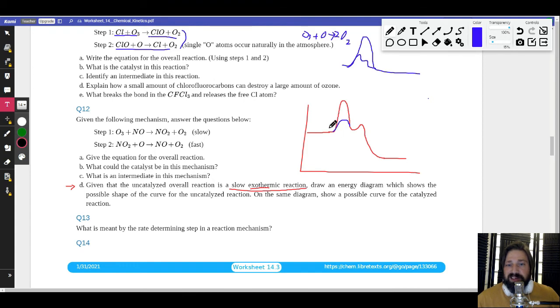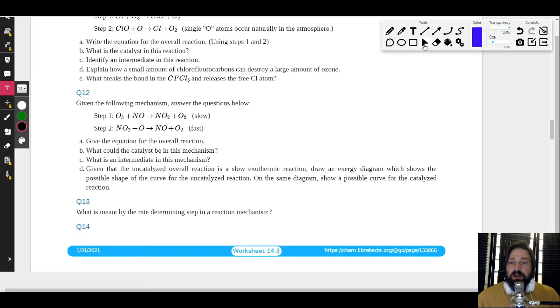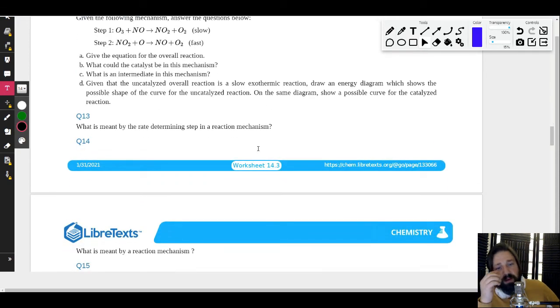We've done it. It's just a smaller activation energy. All right. What does it mean by rate determining step in a reaction mechanism? The slow step takes the longest. Fast steps are usually much faster. And so the total time of the reaction, the total rate of the reaction is determined by the slow step.